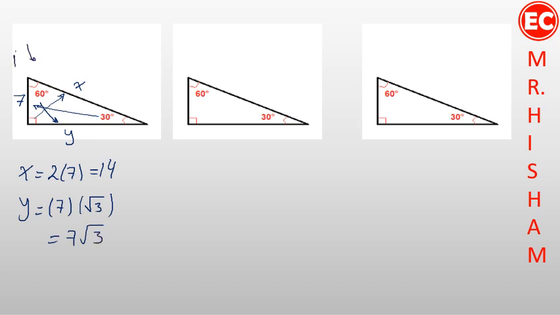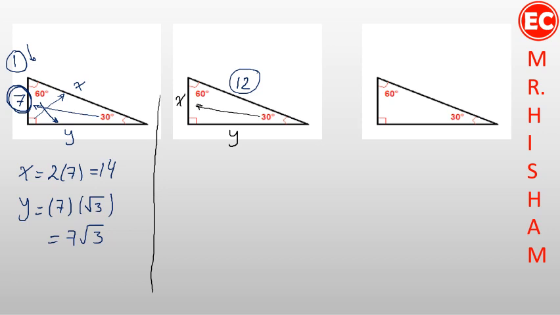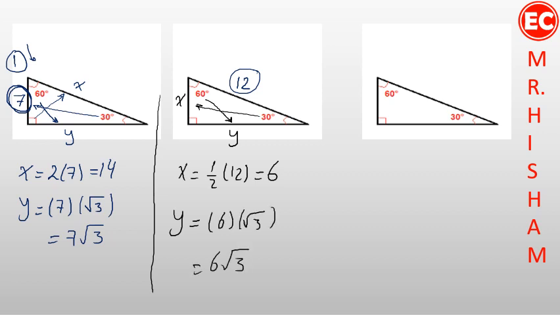Notice that in case number 1, the given was the side opposite to the angle 30. Let's go to the second case. If the given is the hypotenuse and I want to find the side opposite to the angle 30 and the side opposite to the angle 60, I start with the side opposite to the angle 30. This is half the length of the hypotenuse, so it's equal to 6. Now, it's easy to find the side opposite to the angle 60. So y, the side opposite to the angle 60, is equal to 6 multiplied by root 3, which can be written as 6 root 3.